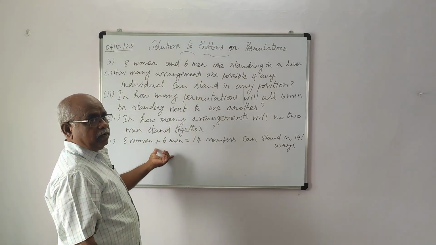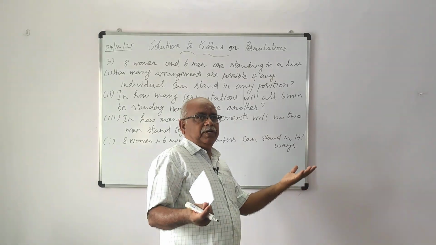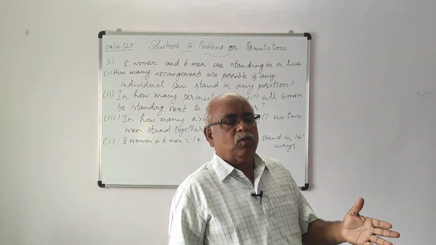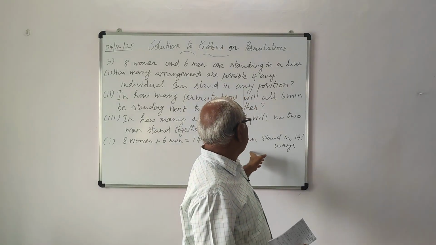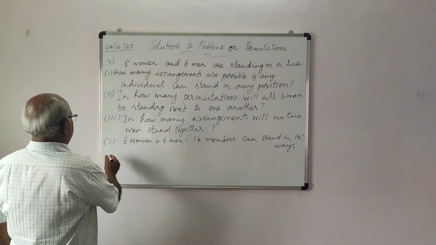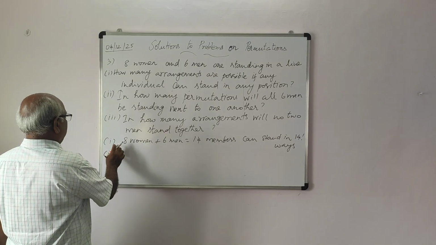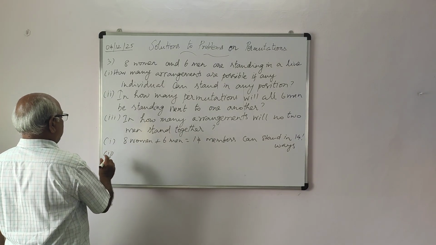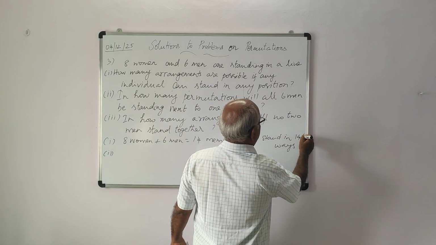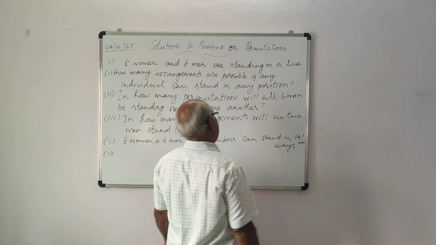8 women, 6 men, they stand in any position. Totally they are 14 members. They can occupy any position in the line. Therefore, the total ways are 14 factorial ways. That's all about the problem. The first question's answer is 14 factorial ways.